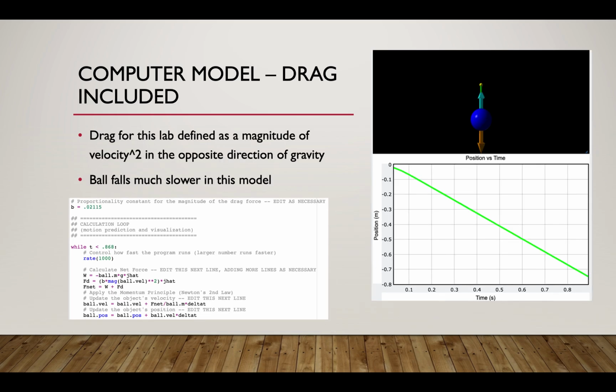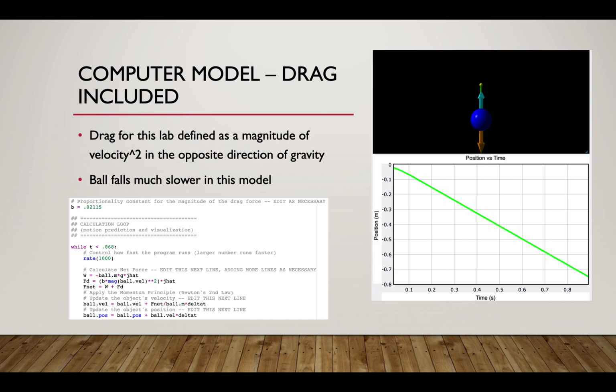For my second model, I made sure to incorporate the drag force within the template of the first model. For the purposes of this lab, drag is defined as the square of the velocity in the opposite direction of the force of gravity. Note that the proportionality constant b is also included in the calculation. This was calibrated using the final values from the observed data.